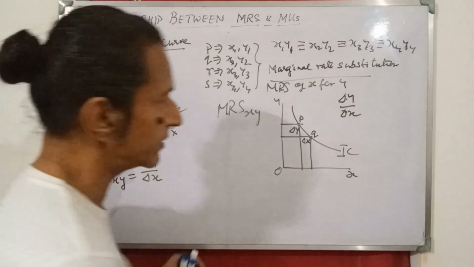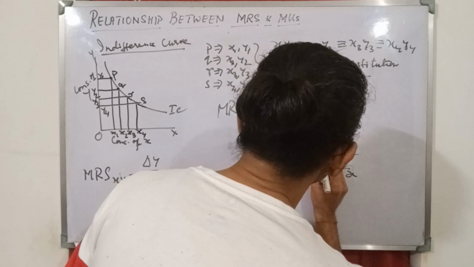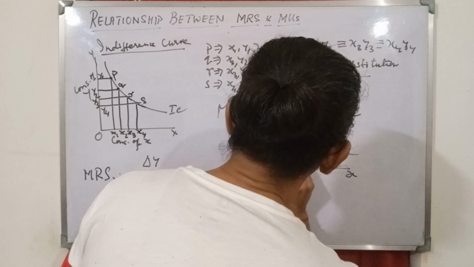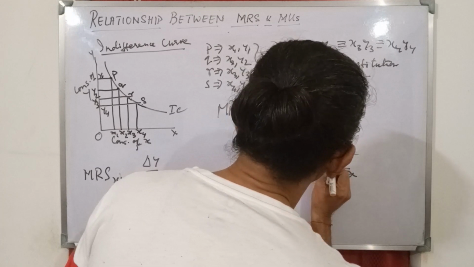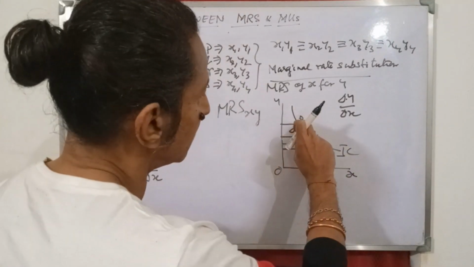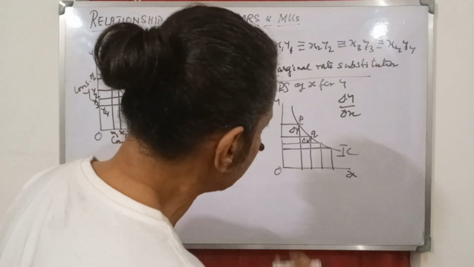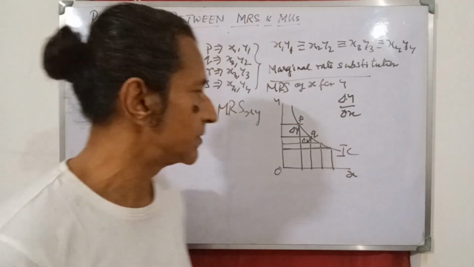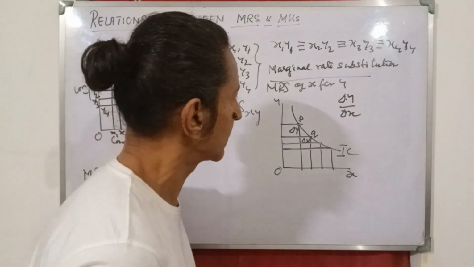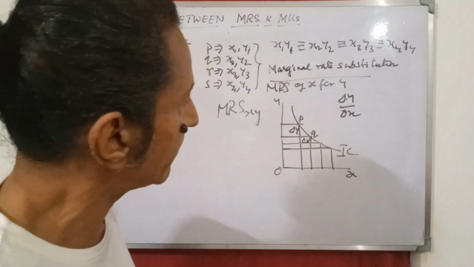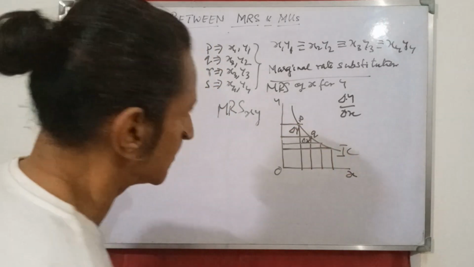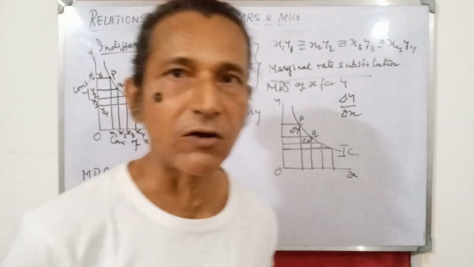Now if the consumer goes on consuming one additional unit of X, then we can see that the value of delta Y by delta X is falling, because the sacrifice of Y is falling while the gain of X remains the same, because the consumer is consuming one additional unit of X as the consumer is moving down from one point to another on the indifference curve. So delta Y by delta X is falling, and this is the reason the indifference curve slopes downward from left to right.